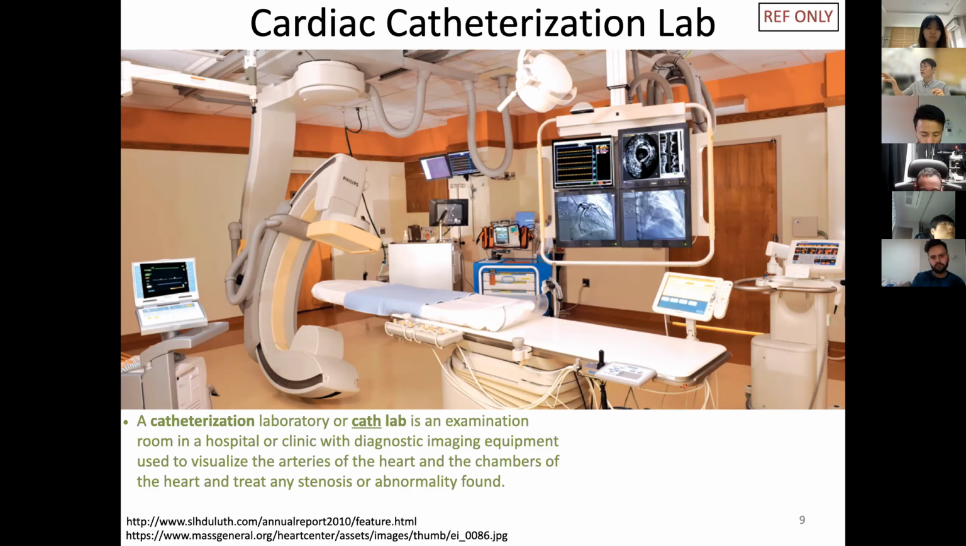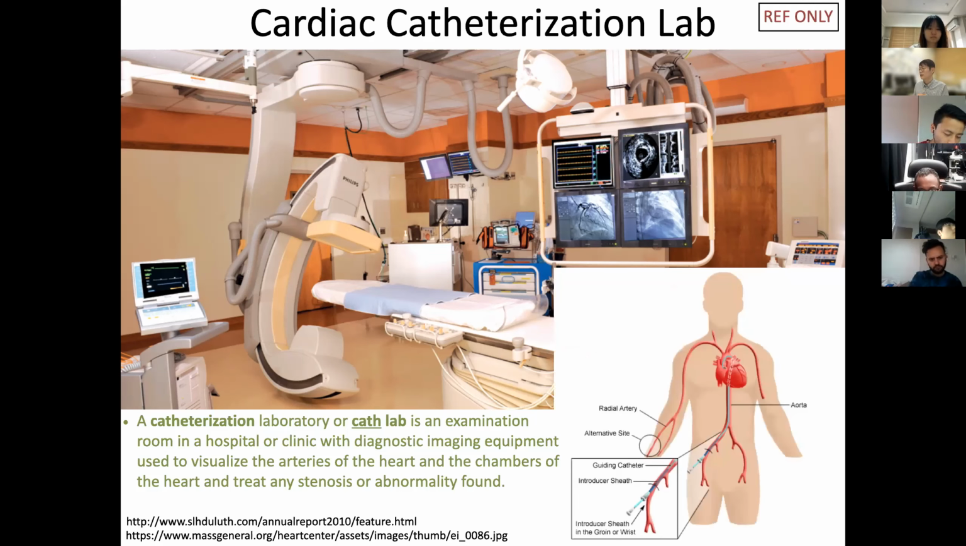Also, on the monitor on the right top part is intraluminal visualization. I think this is the vascular ultrasound imaging. So this equipment shows what's happening in the body and how you insert the catheter. There are two ways. One is the radial artery, which is through the arm, or I think more often it goes into the groin.